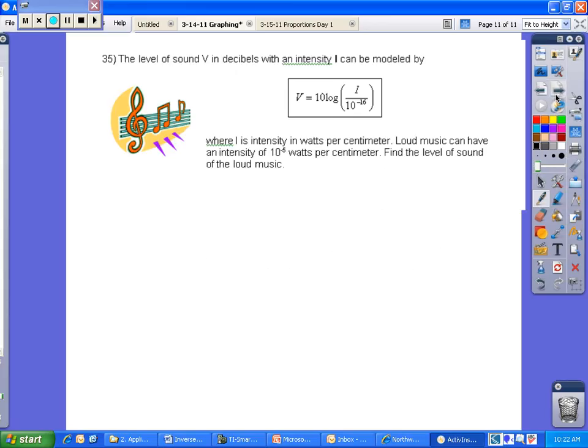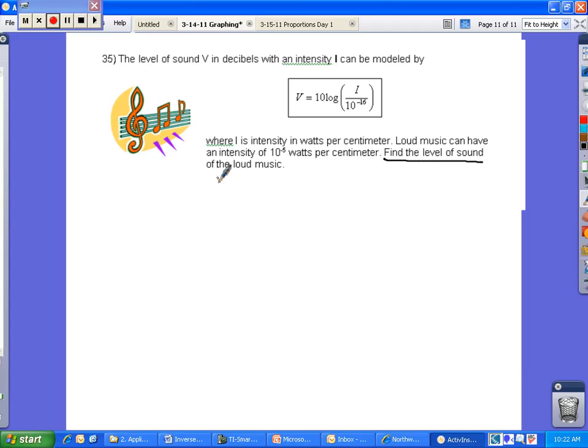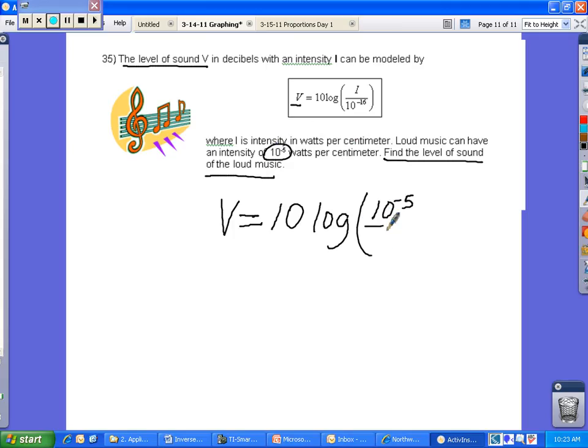And the last word problem. Again, you're looking to find the level of sound, which your level of sound is V. So all of those things go together. That's what you're looking for. So you're just evaluating for the intensity. They give you an intensity of 10 to the negative 5 power. So I'm going to plug that in for I.